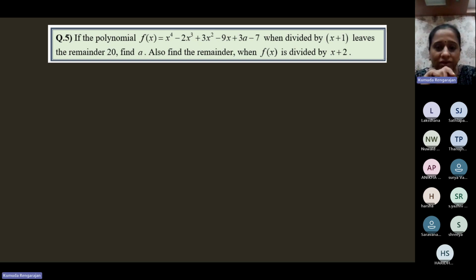So we have f of x as the dividend, we have x plus 1 as the divisor. When you divide f of x by x plus 1, the remainder is 20. So how do you write this as an equation?